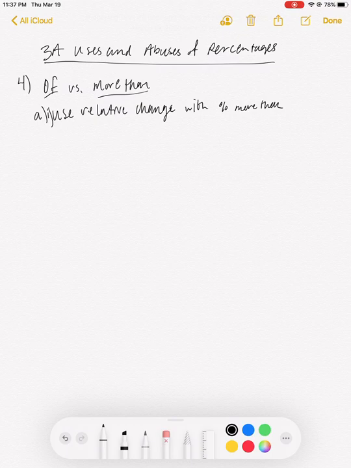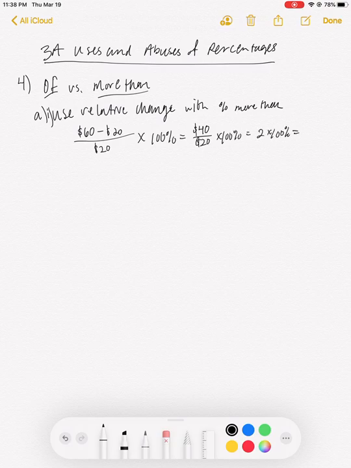And so when we're doing this for our example, we have the new stock value, $60, subtracting off the old stock value for our absolute change, and then dividing it by our old stock value. So to find the relative change, so percent more than, we also have to multiply by 100%. And so we have $40 over $20 times 100% equals 2 times 100% equals 200%.